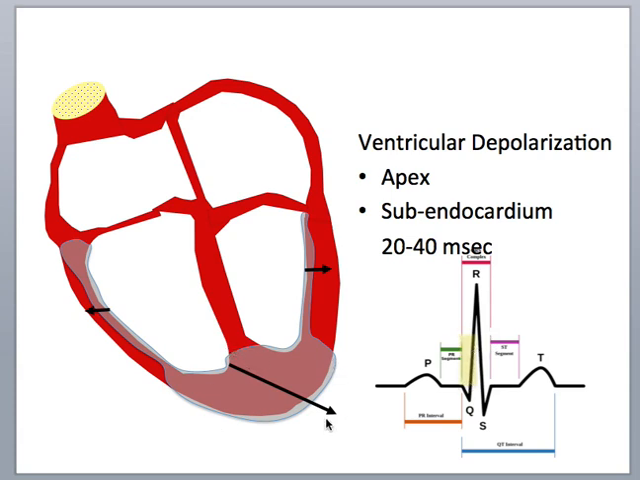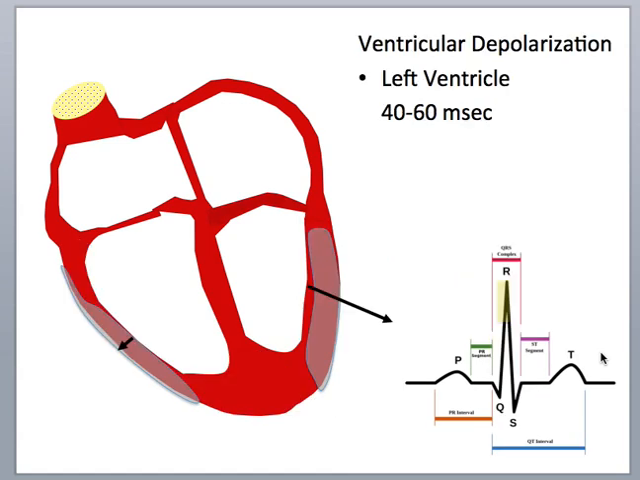It's only looking at the apex, because these two vectors, this one here and this one here on the lateral ventricles, are canceling each other out. So as you see here on the PowerPoint, it takes 20 to 40 milliseconds, and it goes from inside to outside. Next thing we're going to look at here is the rest of the ventricle.